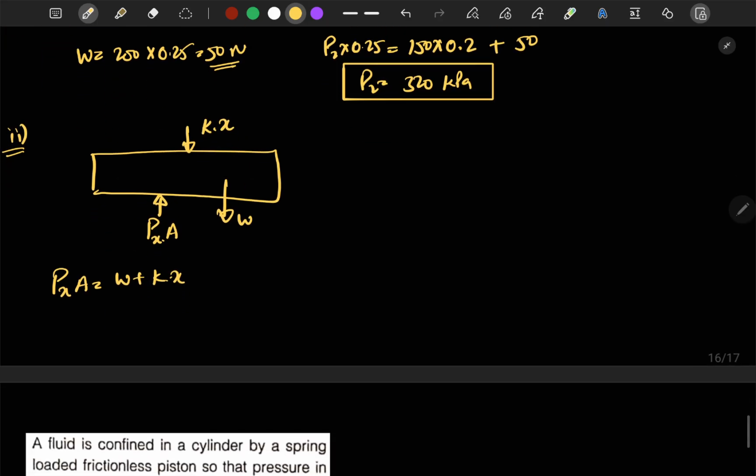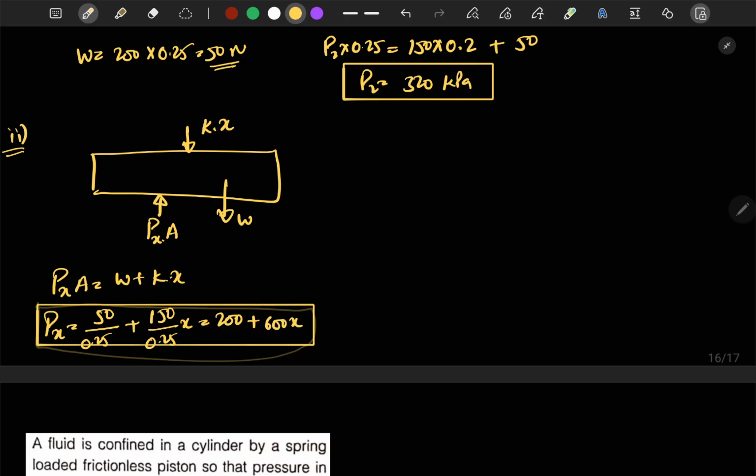Okay, so we can calculate P at any position X: the weight is 50 divided by 0.25, plus K is 150 divided by 0.25 into X, which gives 200 plus 150 divided by 0.25, we will get 600 X. So this is the function of pressure which we will get for this system.